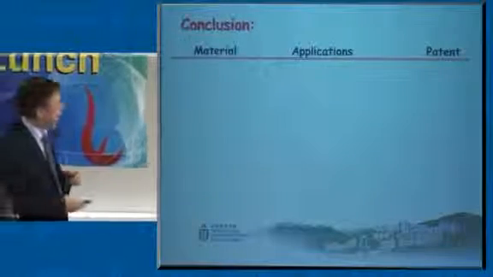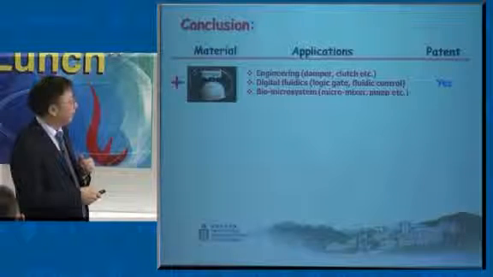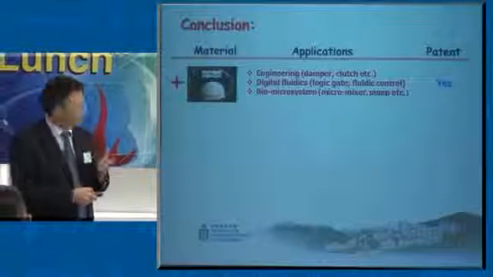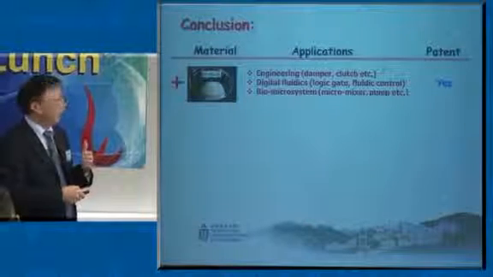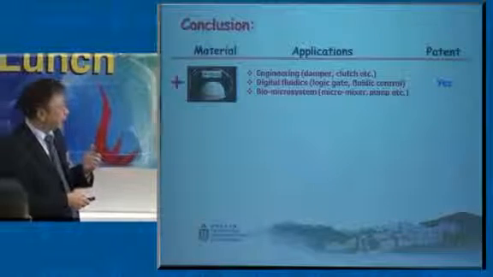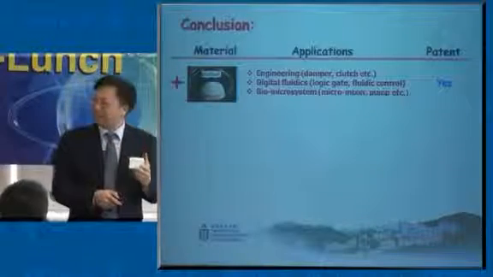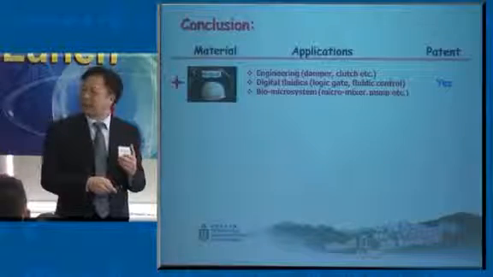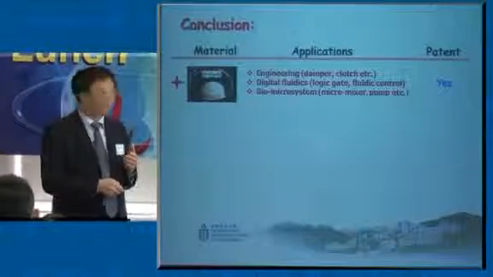Okay, so let me conclude for the three types of materials. One is an ER fluid. Its applications are in engineering. We can use it for a damper, clutch, or digital fluidics, for logic. Actually we have some patents on logic or fluid control, or you can use it in a bio microsystem, a micro mixer, micro pump. We have 5 US patents, with different device patents and materials patents.